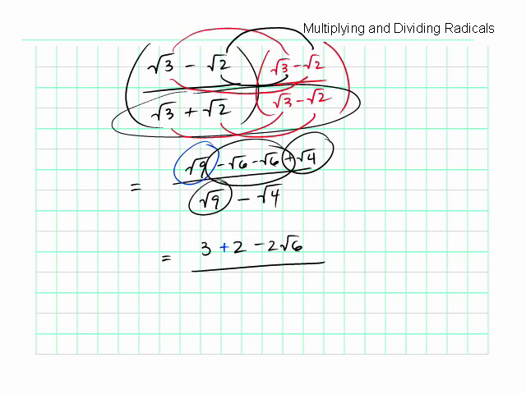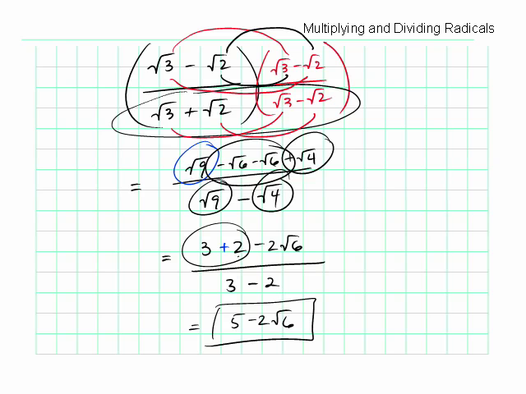In the denominator, I have 3 minus 2. I can add those two numbers together there. By the way, you can't subtract those 2's because one has a radical 6 on it, the other doesn't. So my answer is going to be 5 minus 2 square root 6 over a 1, and so that is my answer. And that is how we multiply and divide radicals in this lesson.